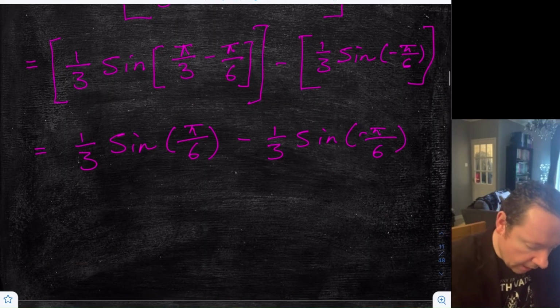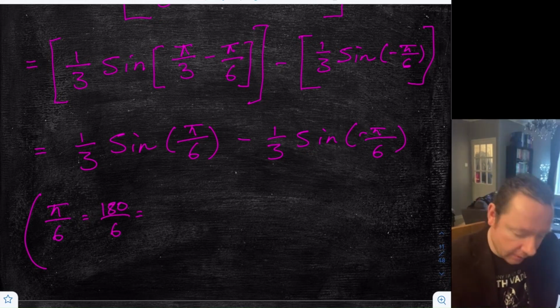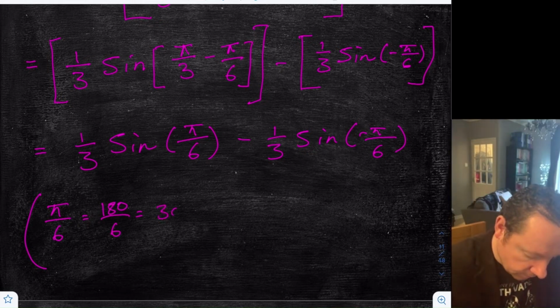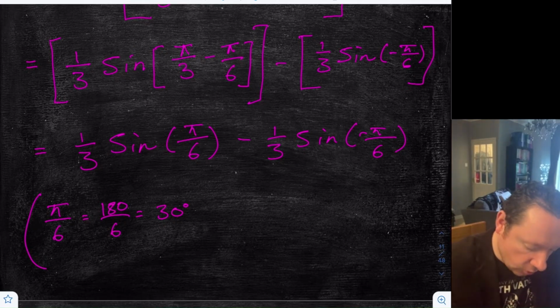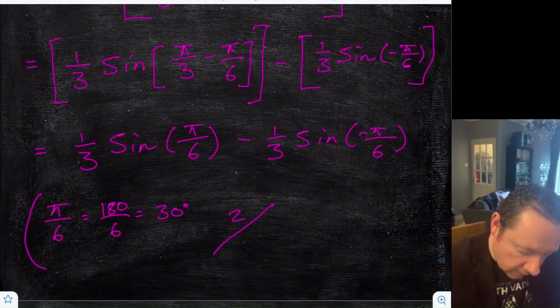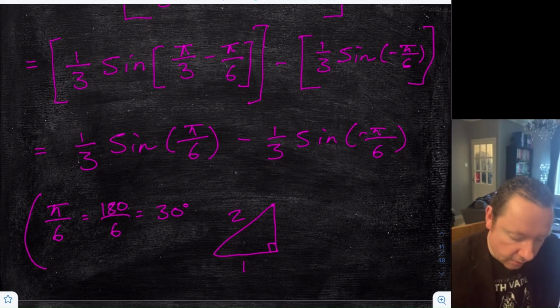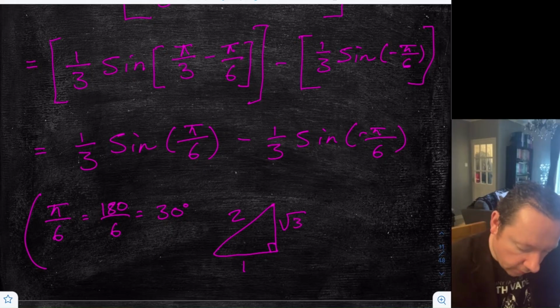If you're thinking in degrees, pi over 6 is the same as 180 over 6, which is 30 degrees. Exact value triangles is how I always think of this. So if I've got a triangle with 2 on this side, 1 on that side, then by Pythagoras, 2 squared is 4, minus 1 is 3, that is root 3. Now that was 60, so that one's 30.